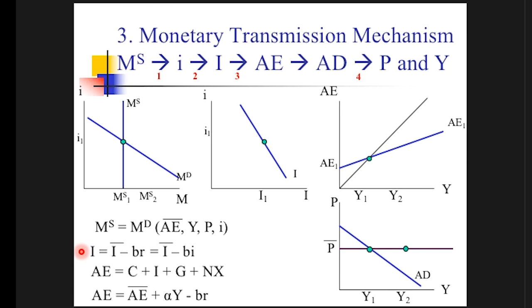So if interest rate is higher, firms have to pay more when they borrow money for investment, so they will borrow less money for investment. And here we have the negative relation between interest rate and investment. So the investment curve is downward sloping.